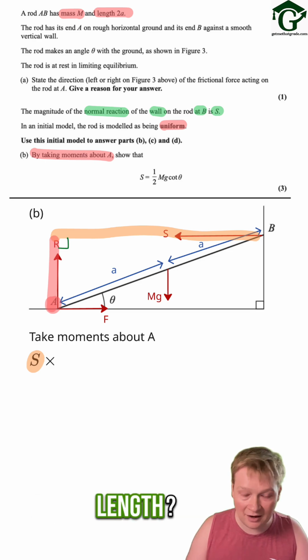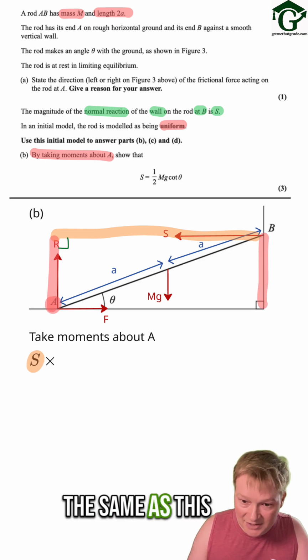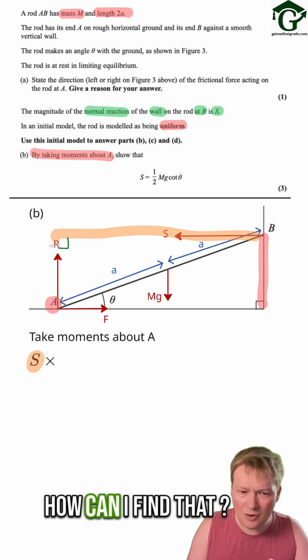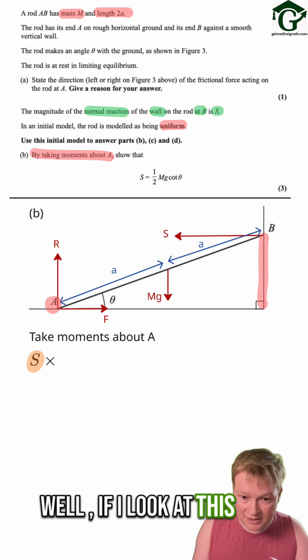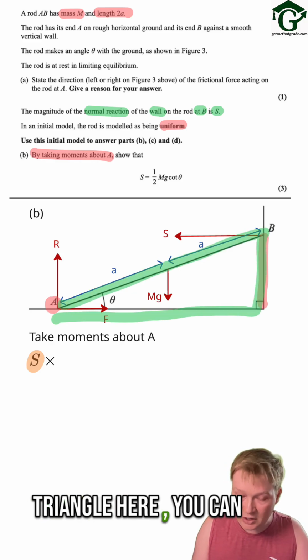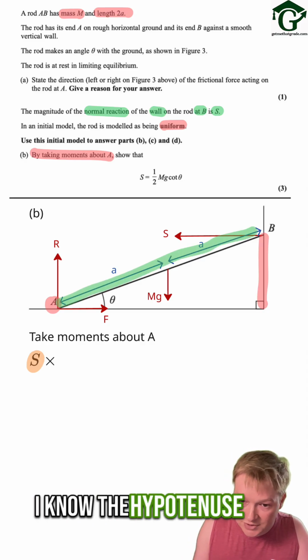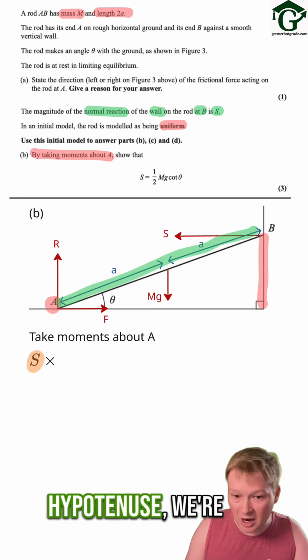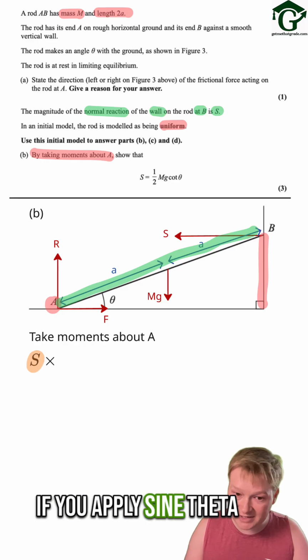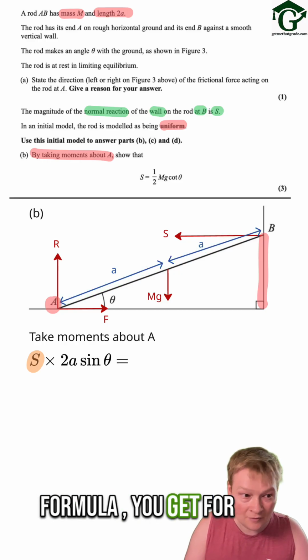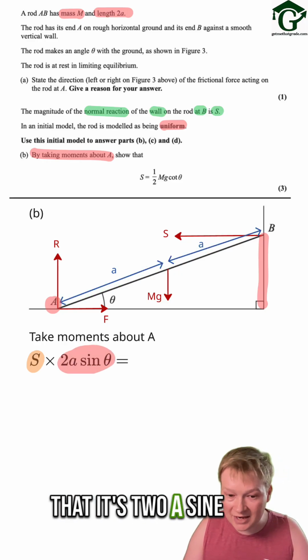How do I find that pink length? Well, notice that it's the same as this length here on the diagram. How can I find that? Well, if I look at this large right-angled triangle here, you can see that it's the opposite in that triangle. I know the hypotenuse is 2a. Opposite and hypotenuse, we're going to use sine. If you apply sine theta and rearrange the formula, you get, for that length there, that it's 2a sine theta.